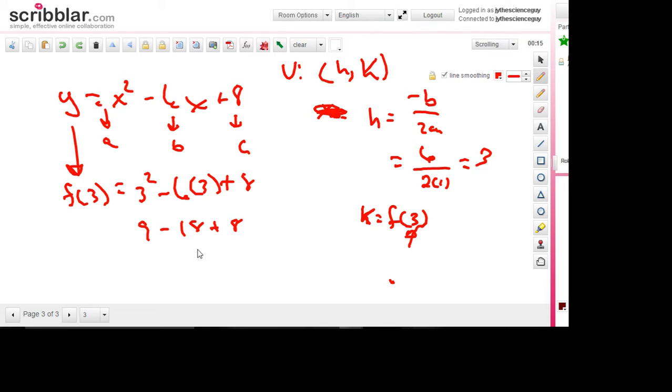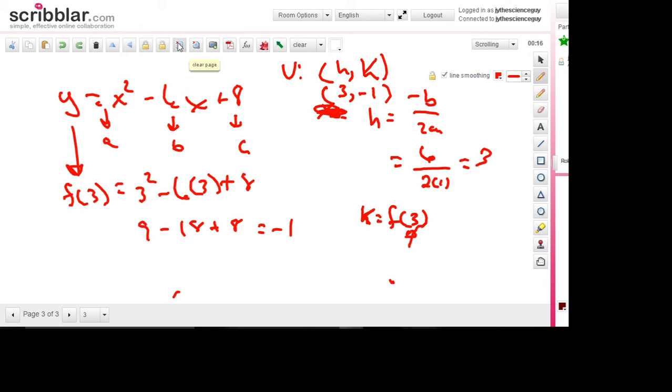So what is that, -1? Yes. That means my vertex is at (3, -1). So remember, k you can write as f of 3. You can also write k as y too. All those mean the exact same thing. So that's the quadratic stuff.